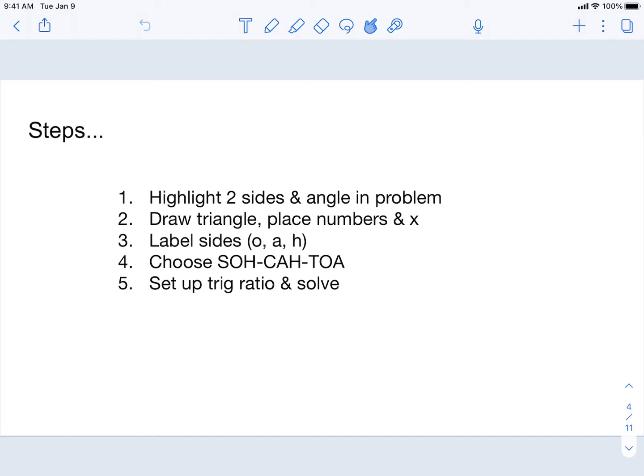All right, so the steps that I'm going to use when I do these. First off, I'm going to highlight the two sides and angle on the problem. Each of these problems has two sides and one angle. Two things are going to have a number and then one thing you're looking for. So you're either given one side, an angle, and looking for the other side, or you're given two sides and looking for the angle. Then we're going to draw the triangle, place our numbers and the X on the appropriate spots. We'll label our sides opposite, adjacent, hypotenuse. Then we will make our decision. Are we going to use sine, cosine, or tangent? And then we'll set up and solve.